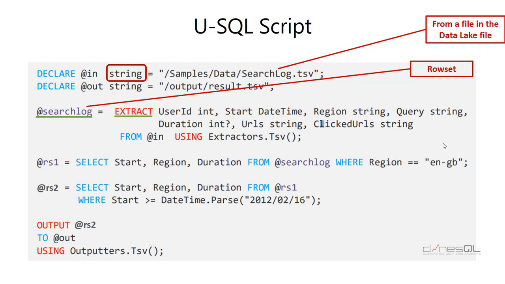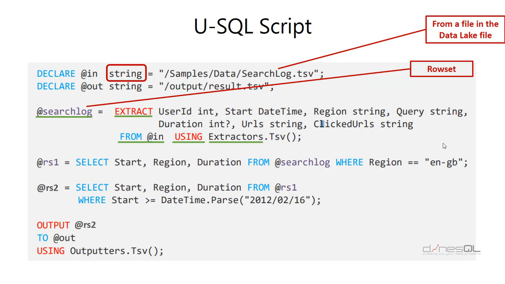This statement has used a keyword called extract, which means we are simply commanding to extract a data set from the in variable. The in variable has a path which is the search log tsv file. So we extract data from the search log tsv file, but how should it be read? Extractors.tsv method explains how the file should be read. So simply we instruct the USQL engine, saying get data from the tsv file using the tsv method.